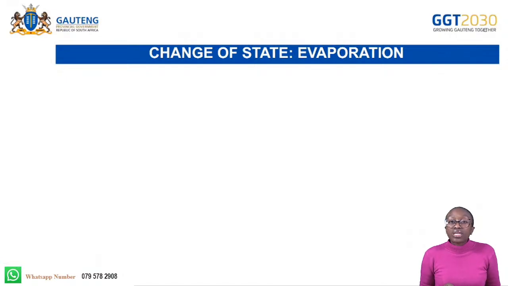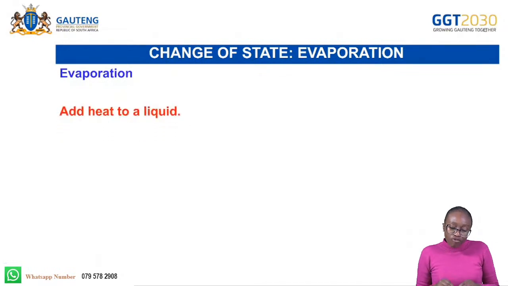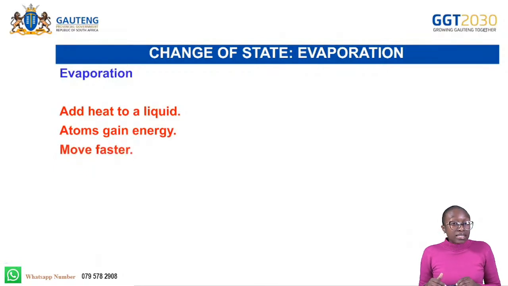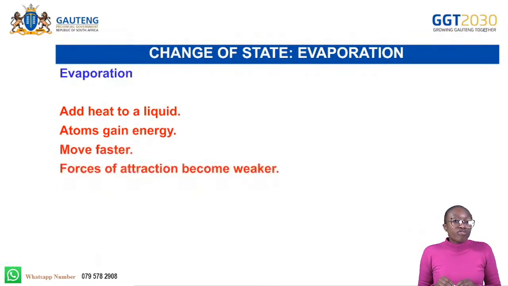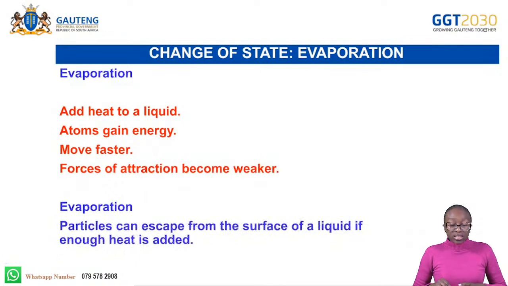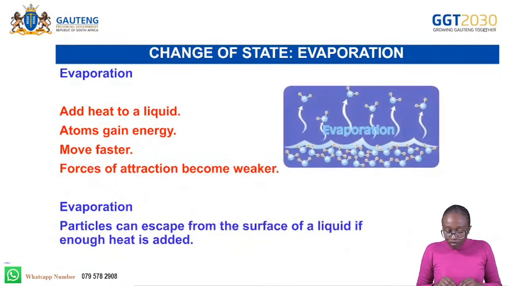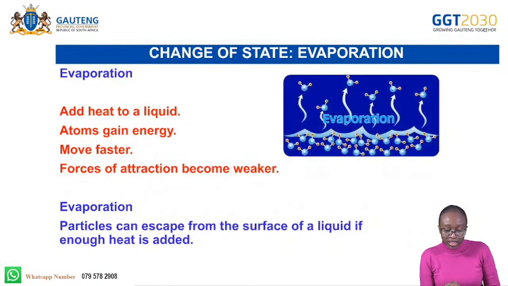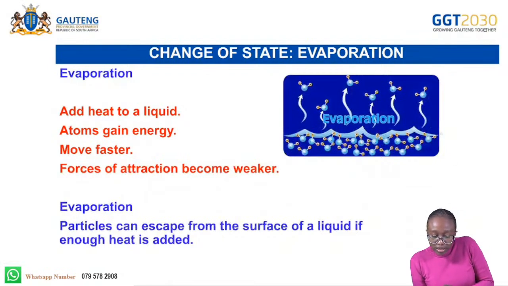Now let's talk about evaporation. If we add heat to a liquid, the particles gain energy and start moving faster. Forces of attraction between the particles become weaker. They overcome these forces and evaporation occurs. Particles can then start escaping from the surface of the liquid if enough heat is added. So this marks the surface of the liquid.